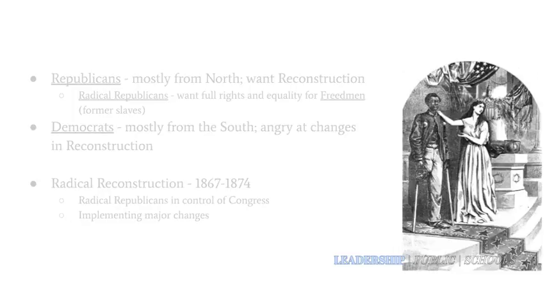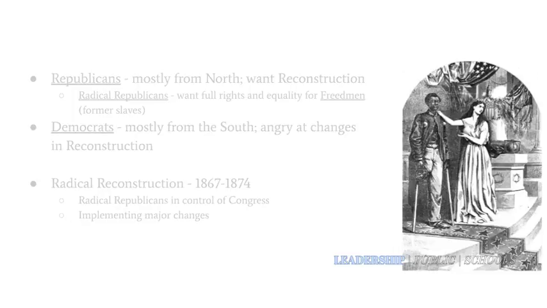Democrats, mostly from the South, were angry at the changes that took place during Reconstruction. Angry that the former slaves were now free, angry that the former slaves had rights, angry that the war was over and the South had lost, angry that they suffered a humiliating and devastating defeat.